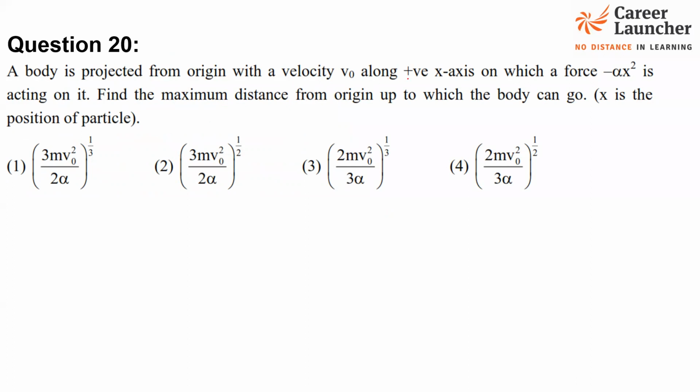A body is projected from origin with a velocity v0. Force is minus alpha x square acting on it. What is the maximum distance from origin it will go up to? So the particle has velocity v0, and eventually it comes to a halt. Why is it coming to a halt? Because the acceleration acting on it is negative, minus alpha x square by mass. So I can write acceleration as minus alpha x square upon mass, and writing acceleration as v dv by dx.